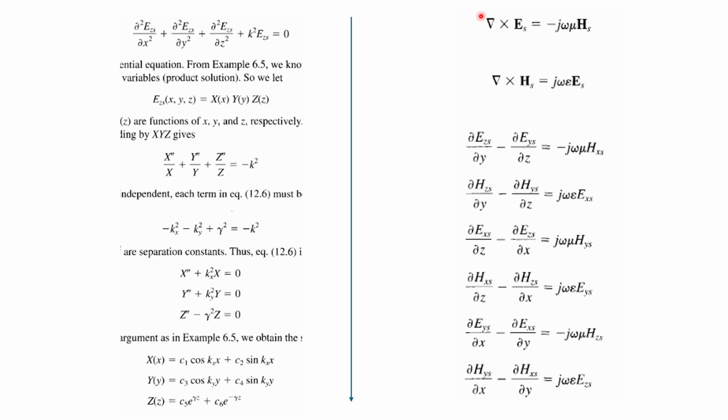Like suppose using del cross E, we will get equation number 1, then equation number 3, and then equation number 5. Similarly, using del cross Hs, we will get equation number 2nd, 4th, and the last one.